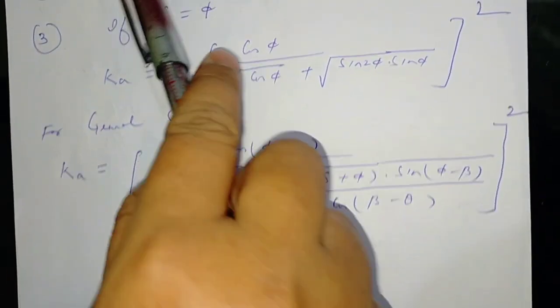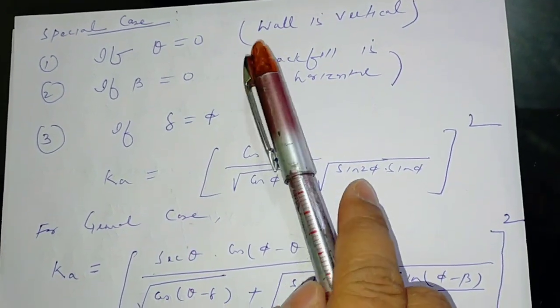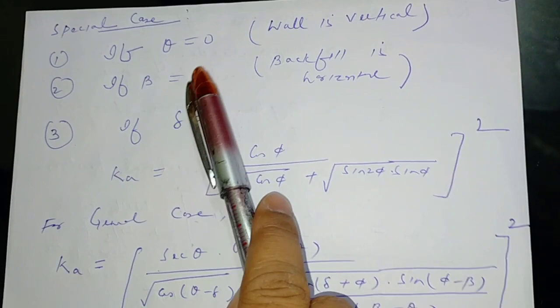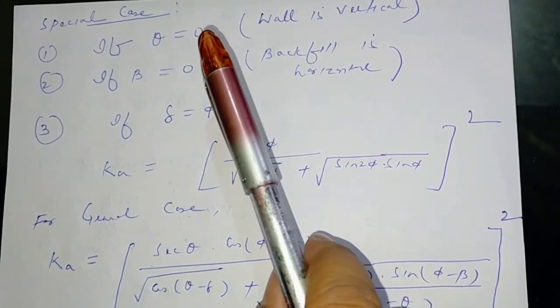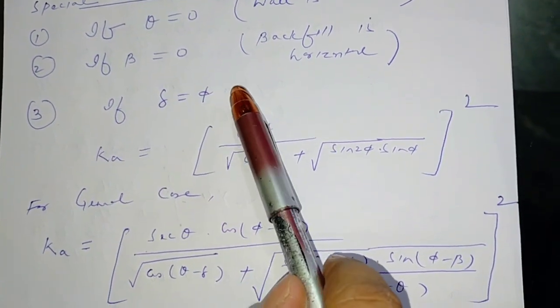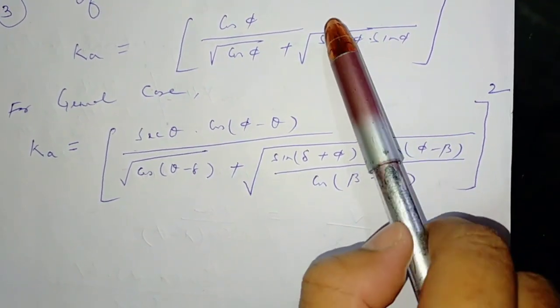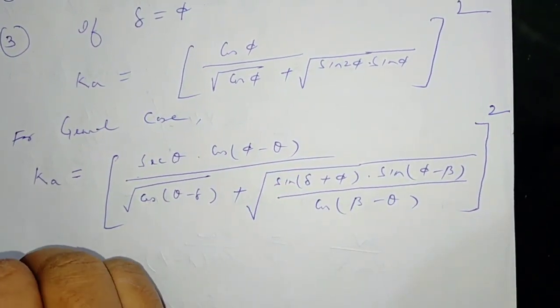So I have discussed some special case when theta is equal to 0, so wall is vertical, so the same assumption taken by the Rankine. If beta is equal to 0, so backfill is horizontal. And the third case, if delta is equal to phi, so the active earth pressure coefficient can be computed from this expression. So note.